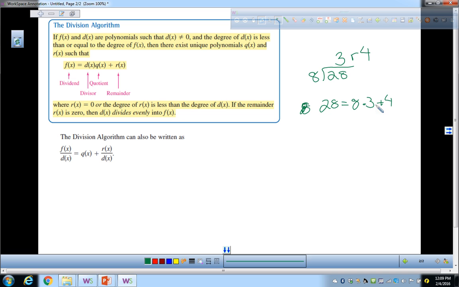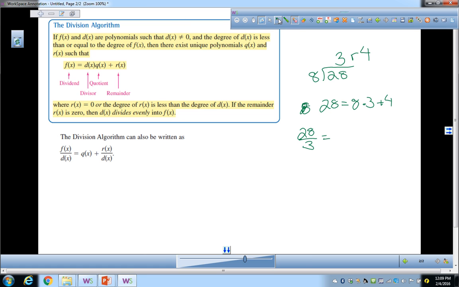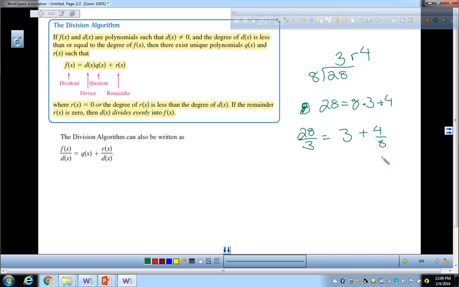Conversely, this means the same. It looks way more complicated than that, but all this means is that 28 divided by 8 is equal to 3 plus 4 divided by 8, right? So 28 eighths goes in 3 and 4/8. Sometimes you could write it like this, it means the same thing.